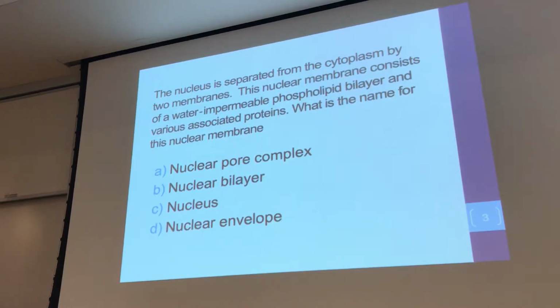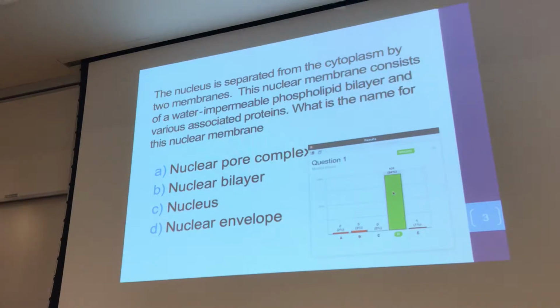Good. I see some talking to neighbors going on. So yeah, we're not talking about the whole, right? We're talking about the lipid bilayer. Nice job. So this is the nuclear envelope. The nuclear pore complex is the holes in the nuclear envelope. And the nucleus is the whole thing, including the DNA. And nuclear bilayer, I think, is a fun name, but not what we call this. So I'll move this up.